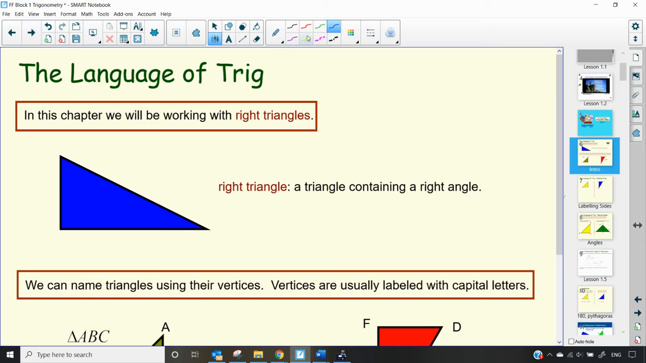All right, so let's start off with looking at sort of the language of trig and some review from things you would have done in junior high. Now, in this course, we're going to be working with right triangles only. Trigonometry doesn't just stop at right triangles, but that's where we're going to be starting for grade 10. Now, a right triangle is a triangle that contains a right angle. So in Math 10, we look at right triangle problems. In Math 20, we're going to look at triangle problems that involve both right triangles and non-right triangles.